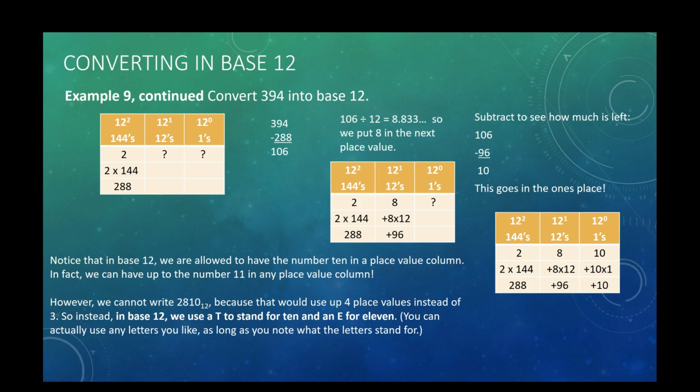But the trouble is we can't write 2, 8, 10 because that would use up 4 place values. So instead we're going to use T for 10 and E for 11. Or any letter you like, as long as you tell me what it stands for. And so then we write 28T for our answer. And if you look in the textbook, you'll see a little bit more about why you can't write 2, 8, 10, and what happens when you use up 4 place values instead of 3 place values.